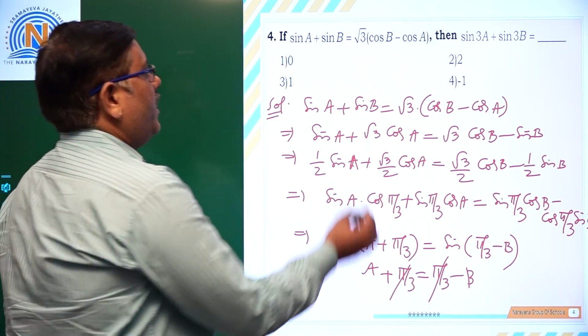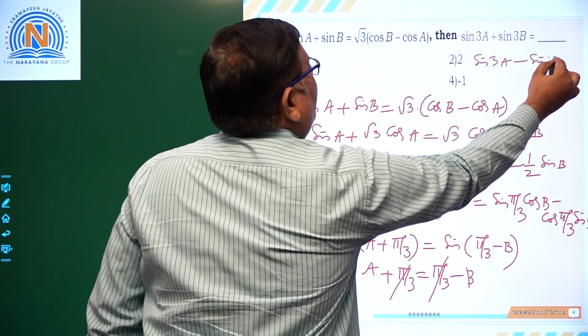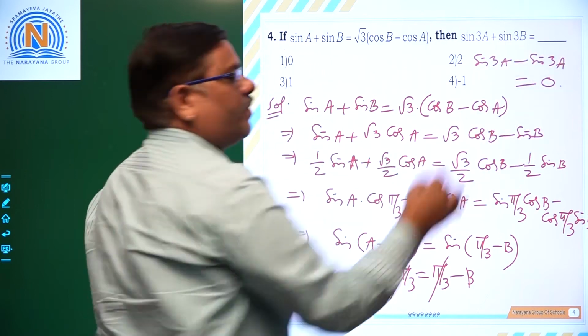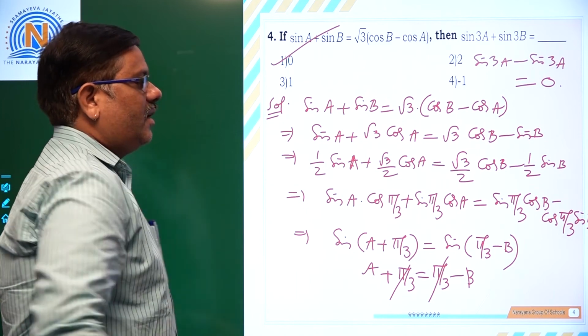If A is minus B, sin 3A plus sin 3B is nothing but sin 3A minus sin 3A, that is otherwise 0 for us. So the result for this question is 0. So that is the first option. That is the right answer.